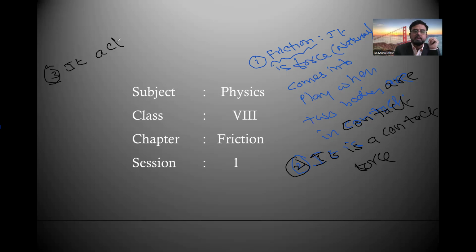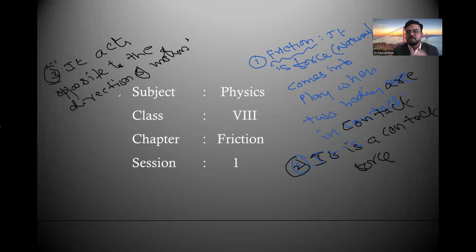So what is the specialty of this force? It acts opposite to the direction of motion. When a body is moving in one direction, in the opposite direction the force will come into play. Suppose you take a ball and roll it on the floor. After some distance, the ball stops. Why did it stop? Because of the frictional force only. The motion is in this direction, the frictional force is in this direction. So frictional force always acts opposite to the direction of motion. Third point, note down these points.